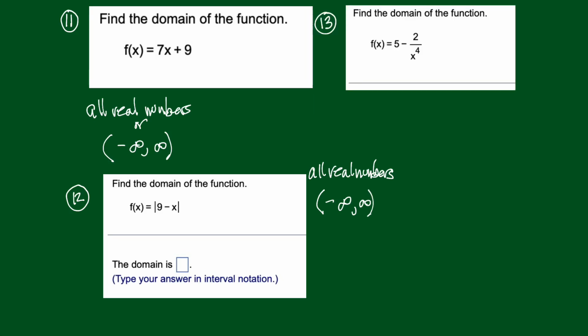Now in 13, what do you think the domain of this one is? Now remember, what we're looking for are all the numbers x that we can put in here and compute. Now there's only one number that we're not going to be able to compute with, right? We get an undefined expression if we divide by 0. So you can't have something like 5 minus 2 over 0. That's undefined. So every other number will work. Pick any number you can think of. You can raise it to the 4th power. You can divide that into 2 and subtract that number from 5. So everything here works except for 0.